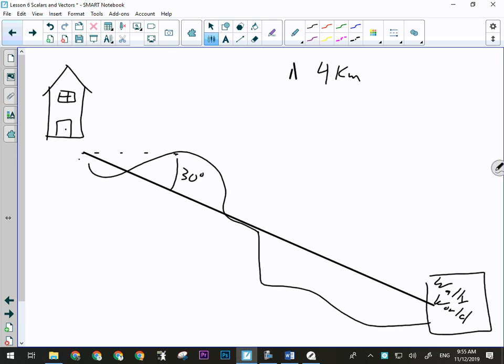Is that the distance I've traveled, or is that the displacement from the house? It's the distance. This is a scalar quantity. I gave no direction because I can't. I went lots of different directions on my way to Walmart.